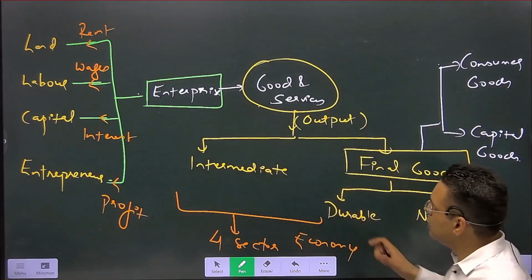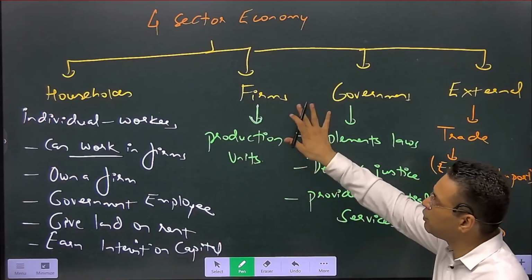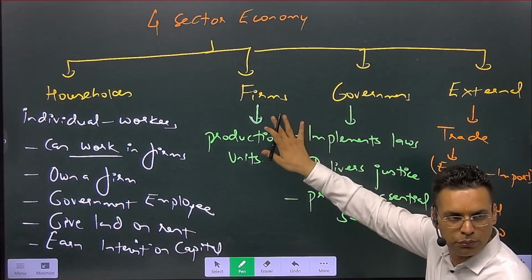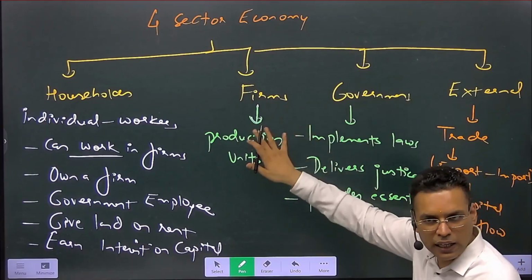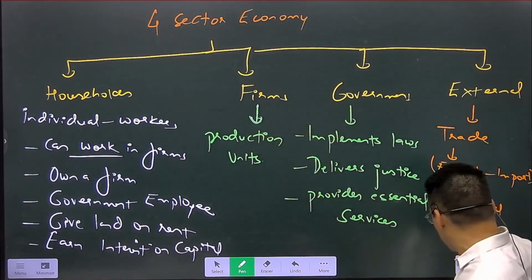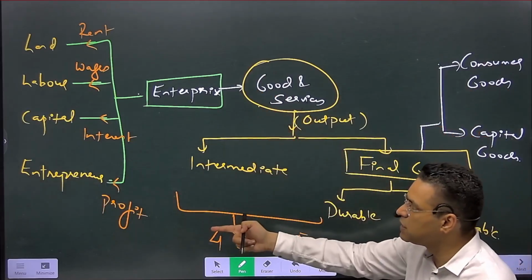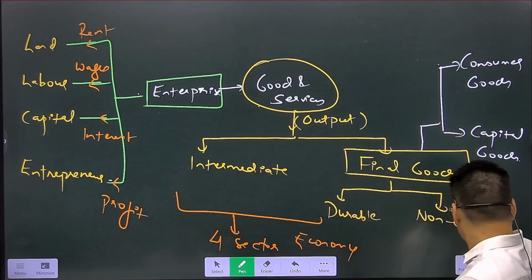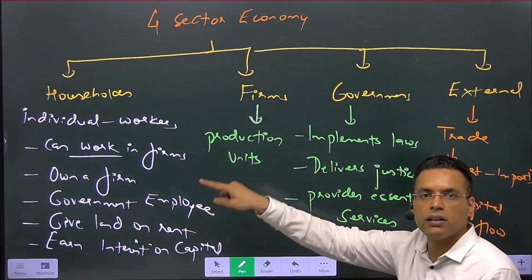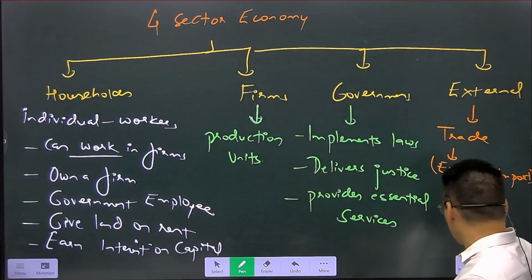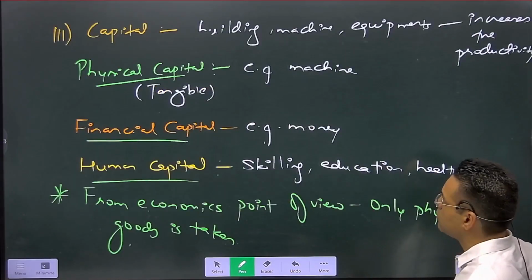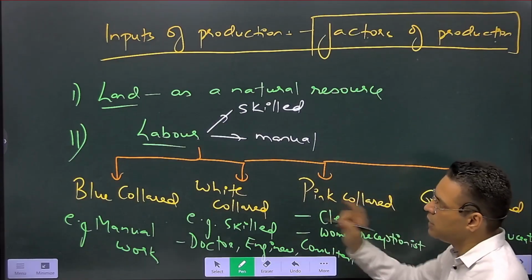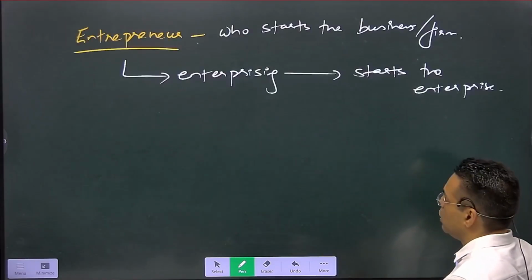Then these household people, they work normally in a firm. And when they work in a firm, they are involved in the production activity. They get paid for their work in the form of rent, wages, interest and profit. So the household provides factors. Now these are the 4 factors of production.